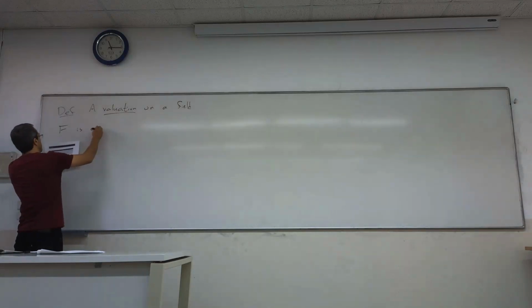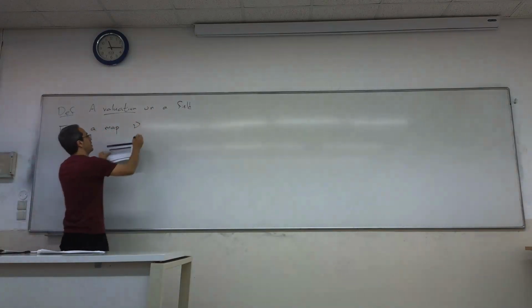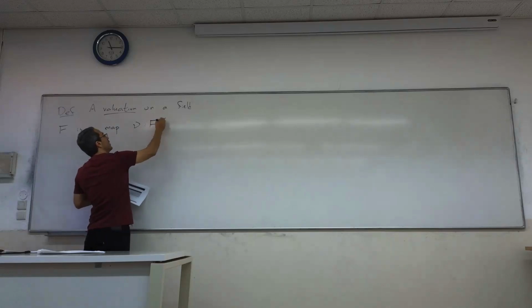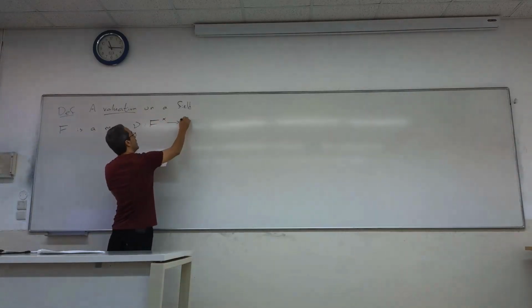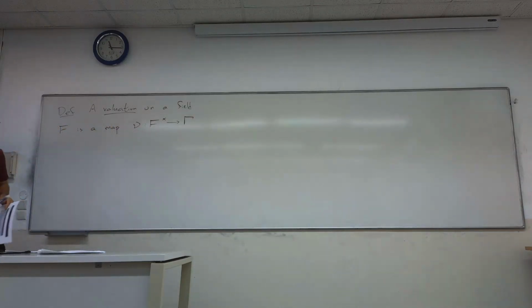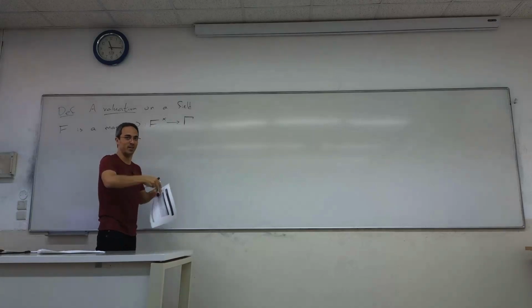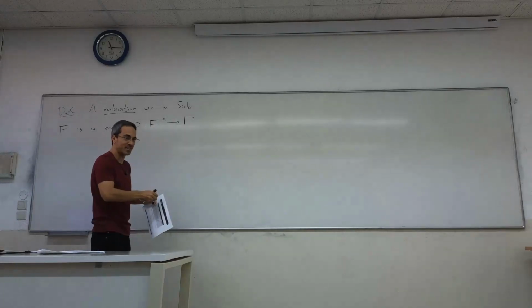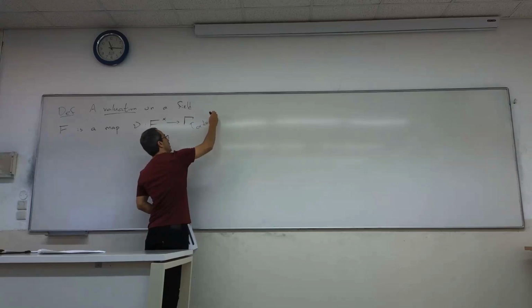Is a map. So it's like this V. It takes a non-zero element of the field, and it produces an element in an ordered group gamma. It's always going to be Z from some point on, but not from today, because I can't argue that that's the case. So that's some ordered group.